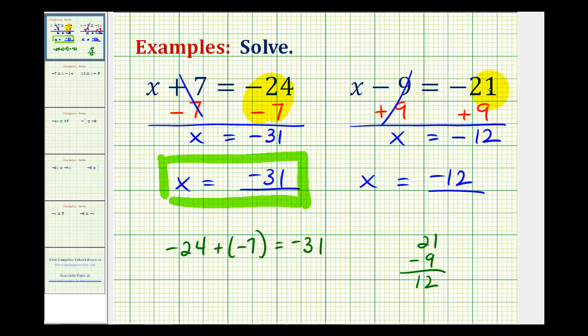And again, to check this using the money analogy, you can think of negative 21 as a loss of $21 and positive 9 as a gain of $9. So if we lose $21 and gain $9, we still have a loss of $12. So negative 12 makes sense.